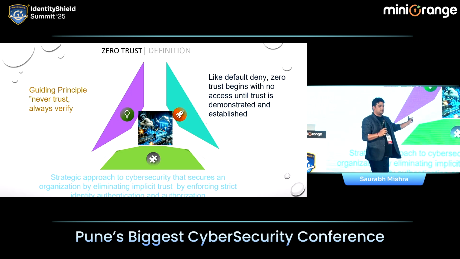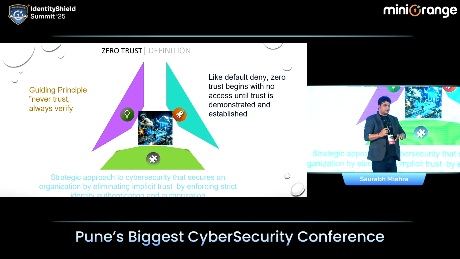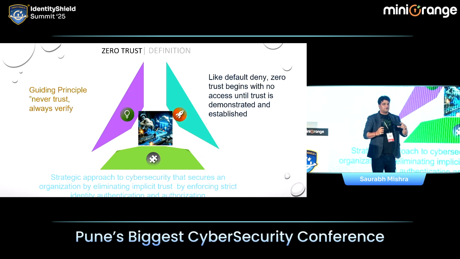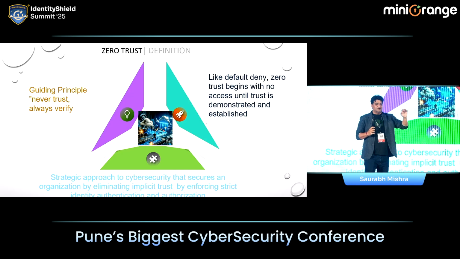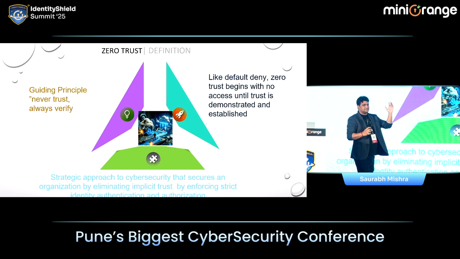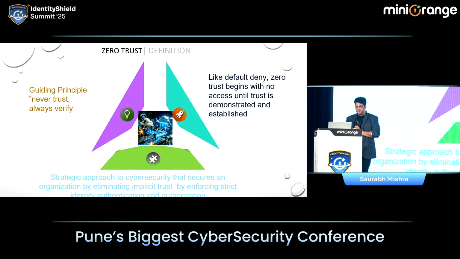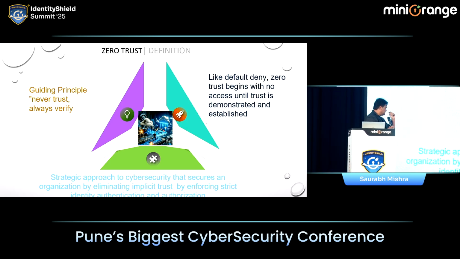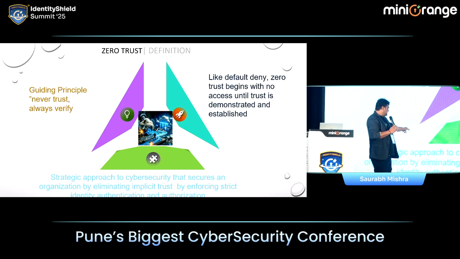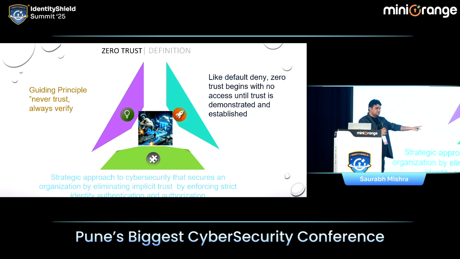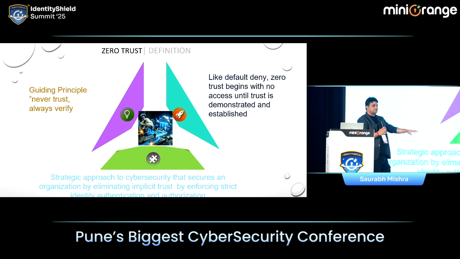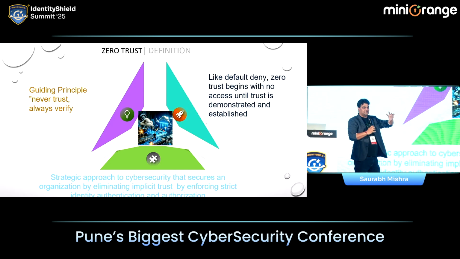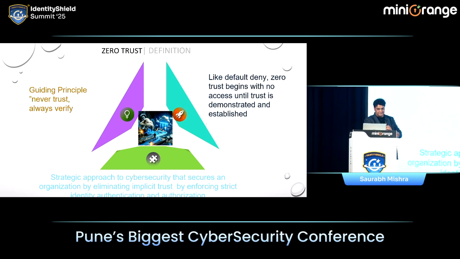Second one, as I already told you, is never trust, always verify. Whether it is an employee, contractor, partner, third party, or customer, first of all you have to authenticate that user, and then you can provide access to them. And the third one is the cybersecurity definition: this is the approach in which you eliminate implicit trust by enforcing strict identity authentication and authorization. So all of these are similar, but we have different ways of defining the terminology.